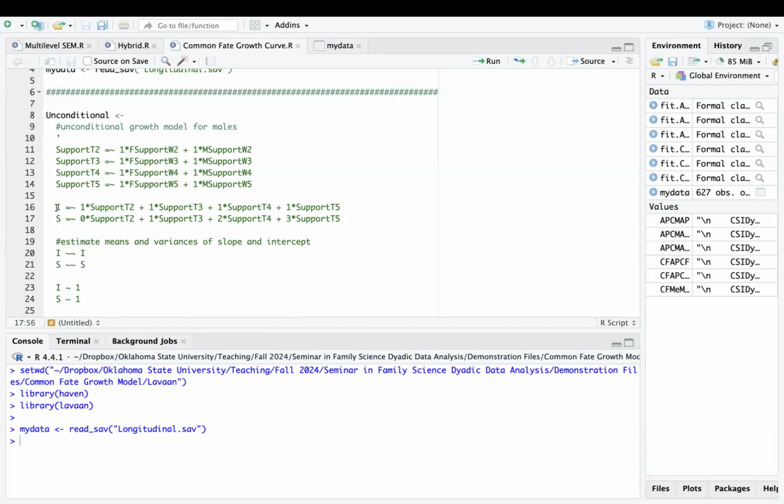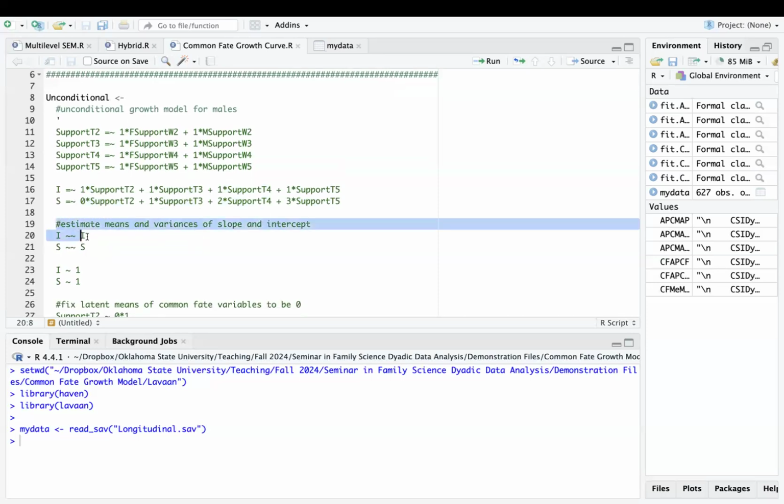By specifying the slope and the intercept like this, we can make the intercept latent factor easily interpretable. With this specification, the intercept is interpreted as the couple's level of support at time 2, or the initial wave, this first wave of data collection. Technically, you could fix these values to whatever you want. It could be 100, and then 101, 102. You get the point. But with this type of specification, the intercept becomes a little more interpretable.